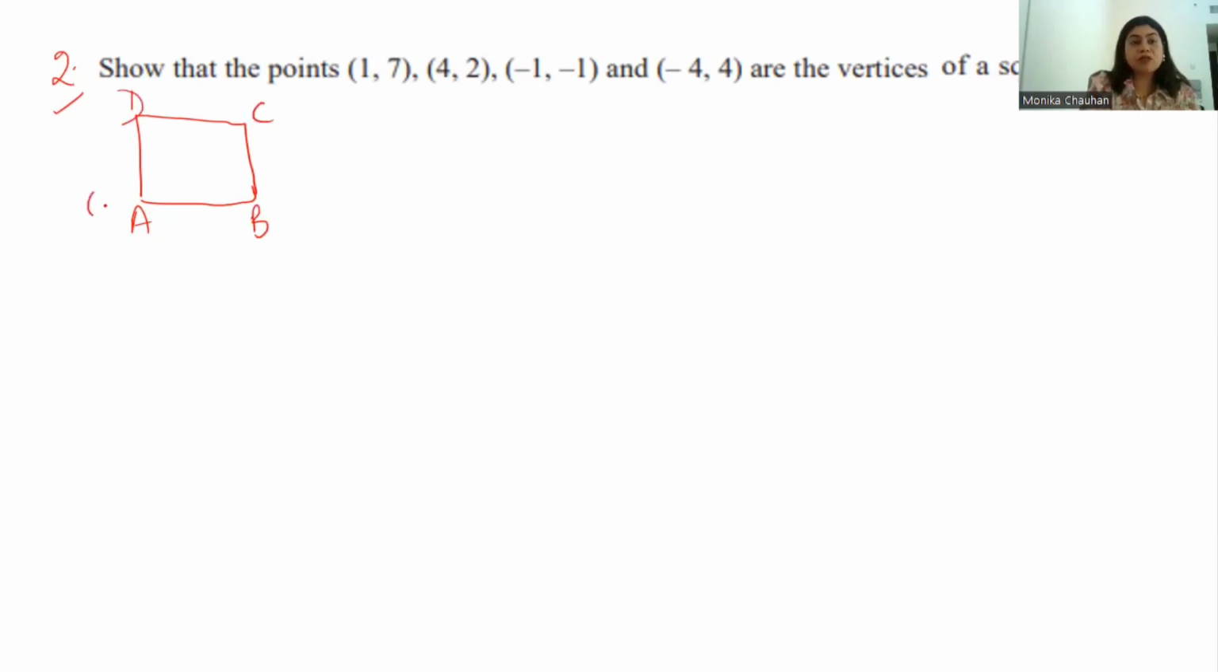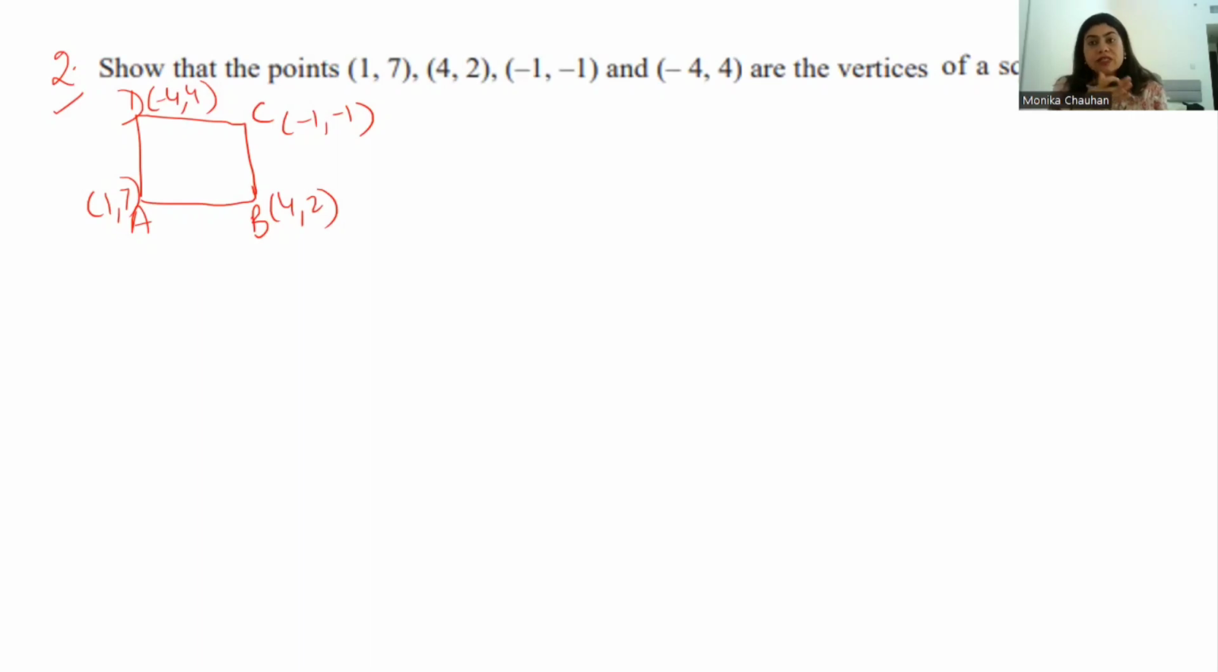Okay, so A is (1, 7), B is (4, 2), C is (-1, -1), and D is (-4, 4). Let's see this one also. So as I said, if you know the properties, the things become very easy. You know that this is my plan and I'm going to execute it and check if it is same or not, right? So we have to prove this.